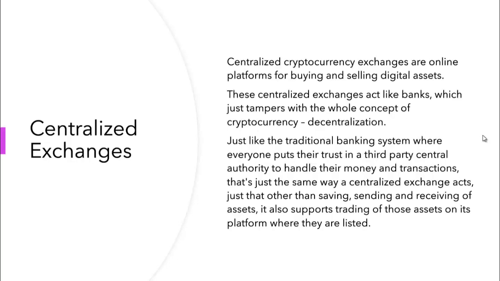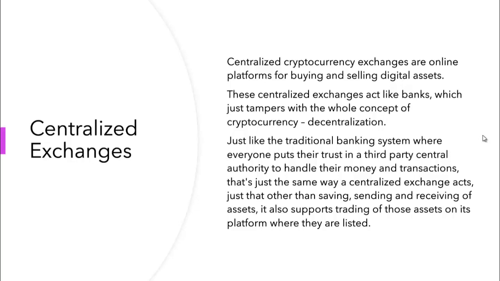That is centralization. So centralized crypto exchanges are online platforms for buying and selling digital assets. See, these centralized exchanges act like your banks, which just tampers with the whole concept of cryptocurrency, which is actually decentralization. How do they act like your bank? Your bank actually controls your money. You will not believe it, but if your bank should close today or they tell you one story today, you know that money that's in your account, you actually do not have control over it, you get.